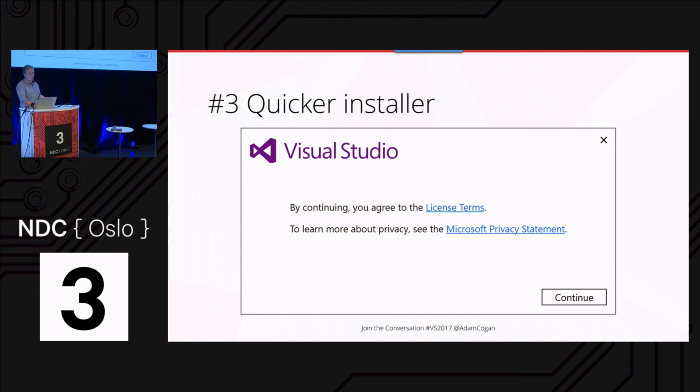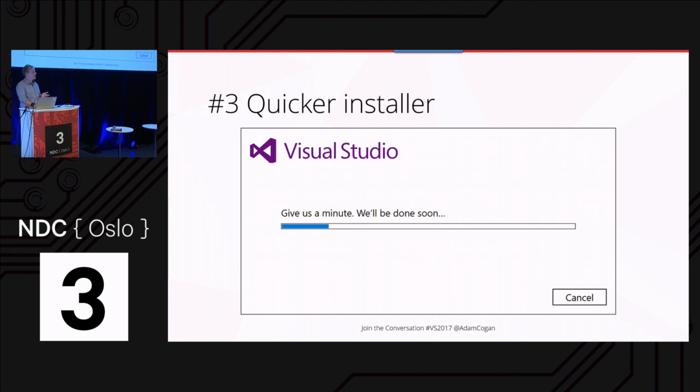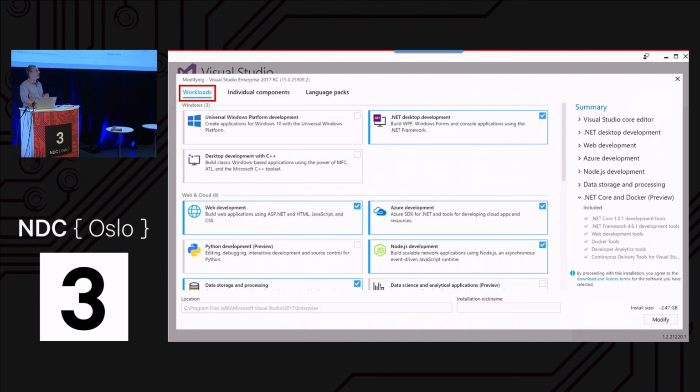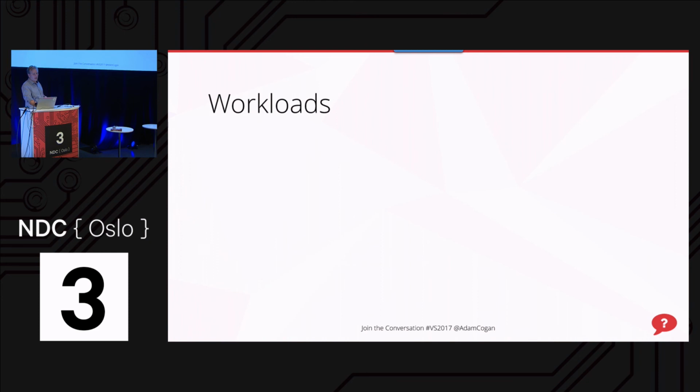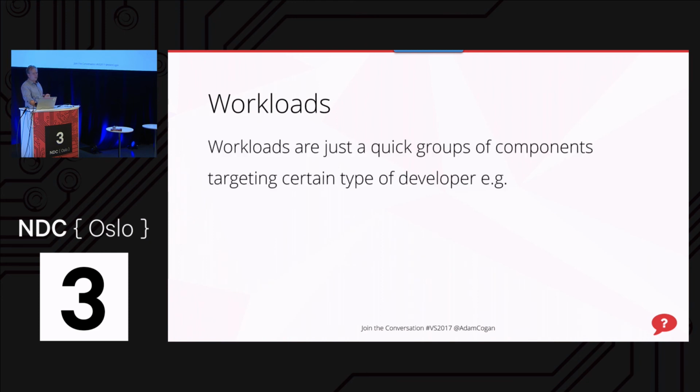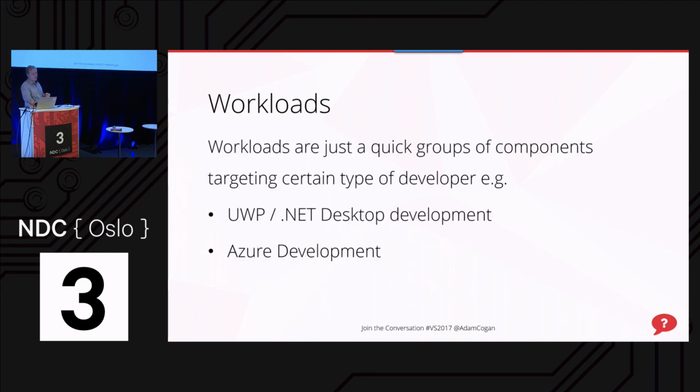We have this. So you just install, you're good to go, and in minutes you're up and running, depending on the workload. So you choose your workload. Most people would choose, I guess, .NET or mobile or whatever you're choosing. And it's just a grouping of components, and you might choose UWP, Azure, and Web Dev as an example, and you're good to go.